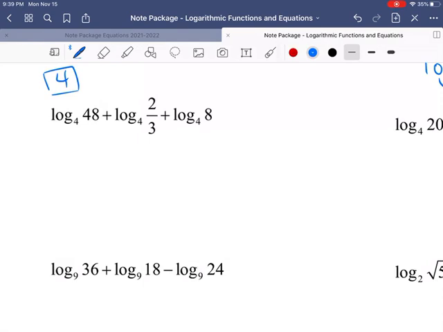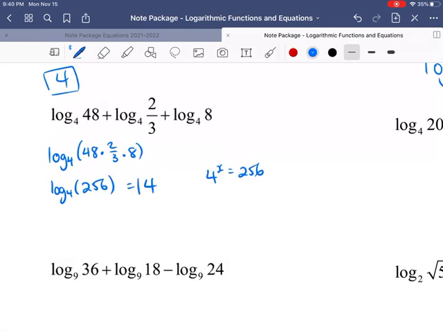Okay, 2 product rules. So we're going to multiply those 3 numbers. So create one logarithm, base 4, and we're going to go 48 multiplied by 2/3 multiplied by 8. And that will simplify to, I just got to check my notes, 256. Okay, and if you think about this, 4 to the x is equal to 256. So x, this whole thing must equal 4. That's our solution. Because 4 to the 4 equals 256.